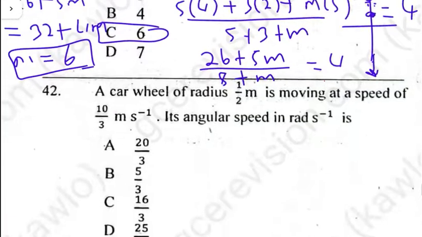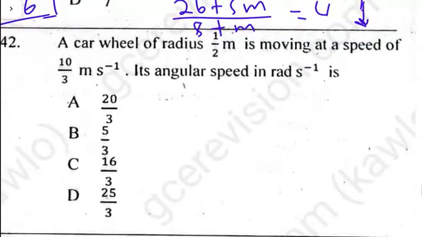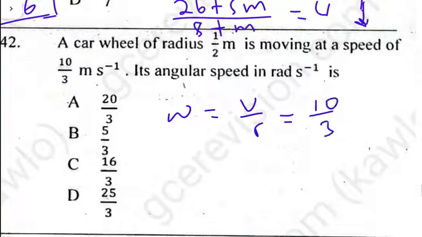Question 42. A car wheel of radius half meter is moving at a speed of 10 on 3 meters per second. Its angular speed in radians per second is, so the angular speed ω is given by v on r, which is equal to 10 on 3 divided by a half, or let me just say times 2. That's 20 on 3, right?